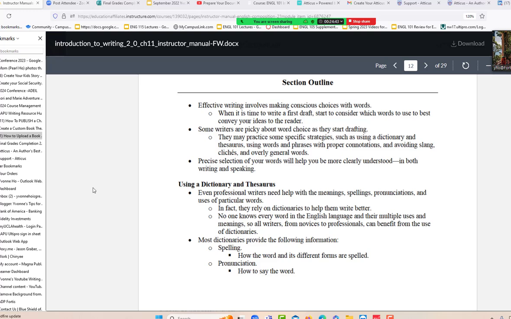Using a dictionary and thesaurus. Even professional writers need help with the meaning, spelling, pronunciation, and uses of certain words. In particular, they rely on dictionaries to help them write better.